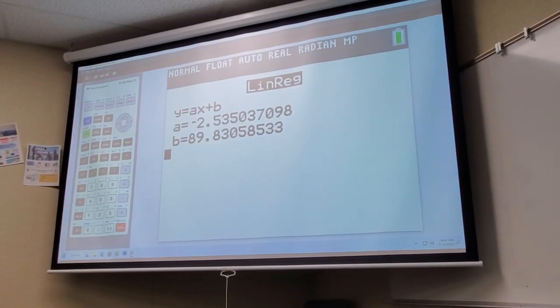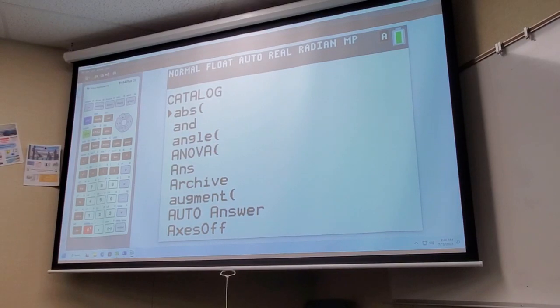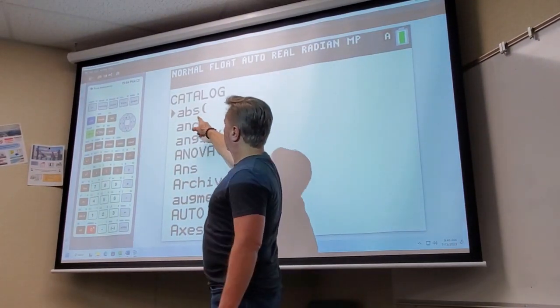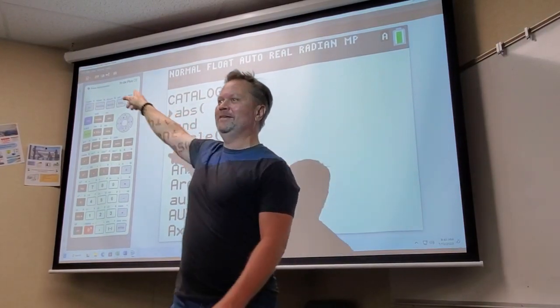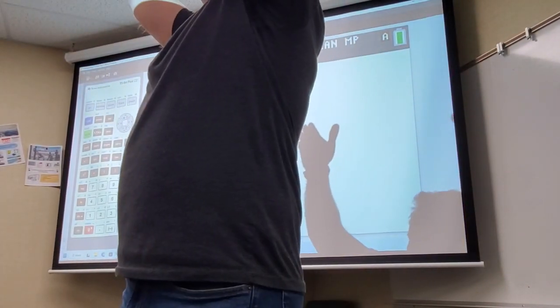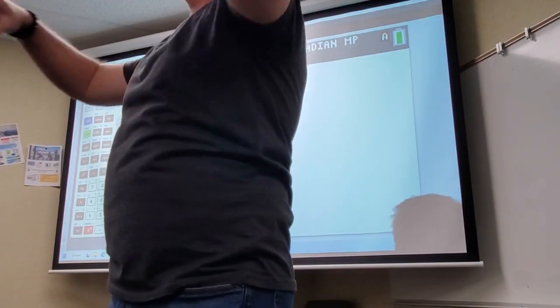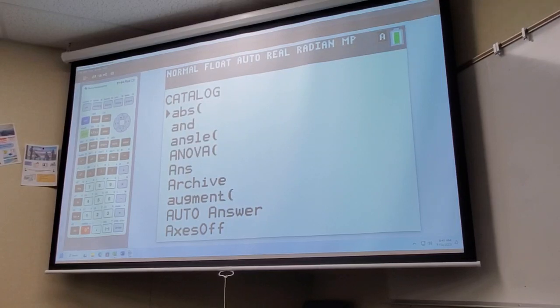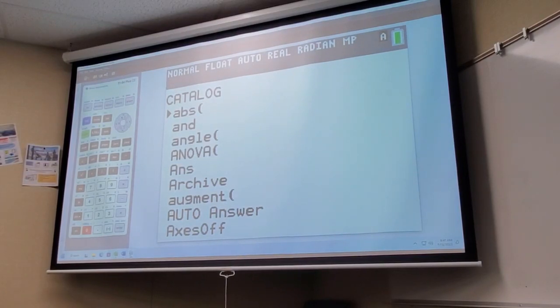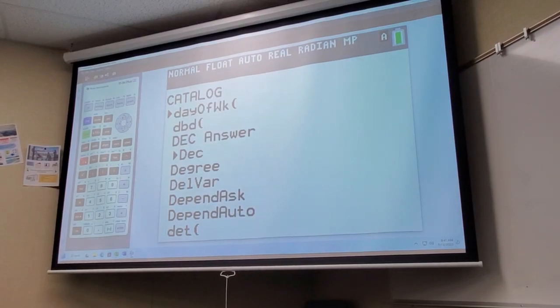Do this with me. Hit second, zero. This is a catalog of everything this calculator can do. Just to show you, what do you think that first thing is referencing? Absolute value, yeah. So if I hit that one and I put -4, it would tell me the answer is 4. It's the absolute value, so we don't need that. What we want to do, so A, B, C, D, I want to get to the D part. Do you see how there's a D right there above X to the -1? See right there? So just hit this button and it should jump down to the D section.